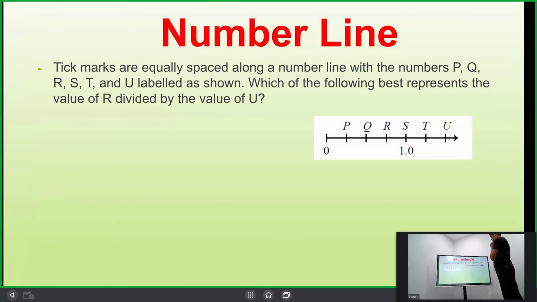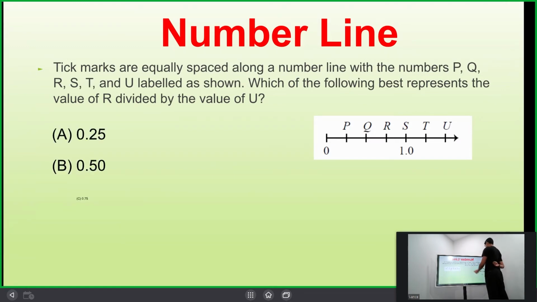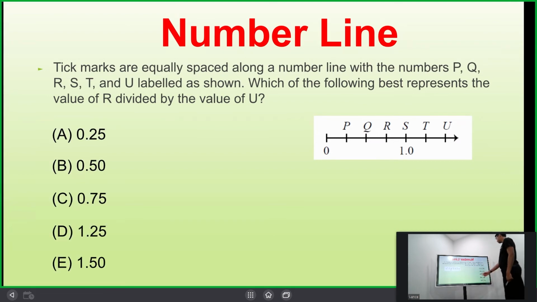Here's how it looks. Which of the following best represents the value of R divided by the value of U? So let's look at our answers here. We have 0.25, 0.50, 0.75, 1.25, and 1.50.